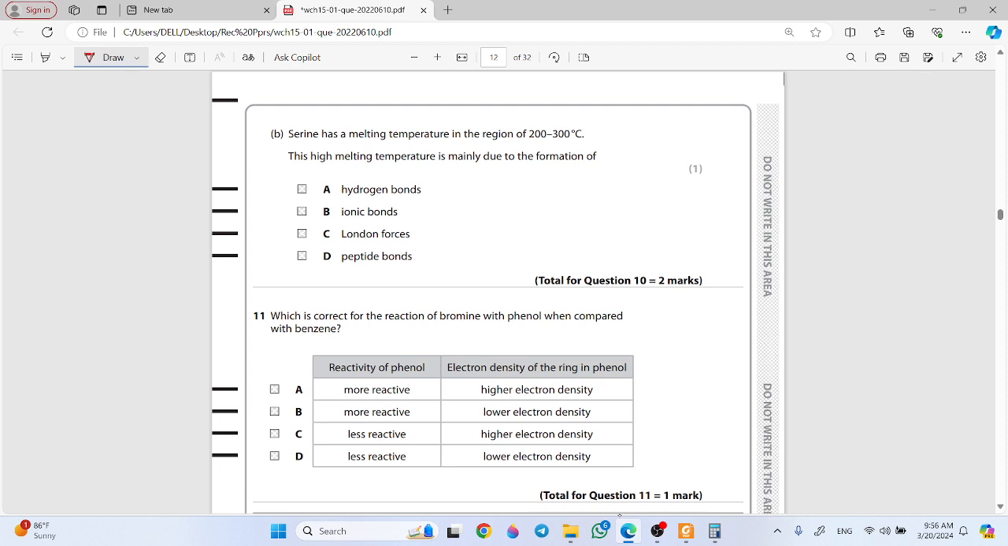Right. So this answer, they have ionic bonds. Then phenol is more reactive. Answer is A.